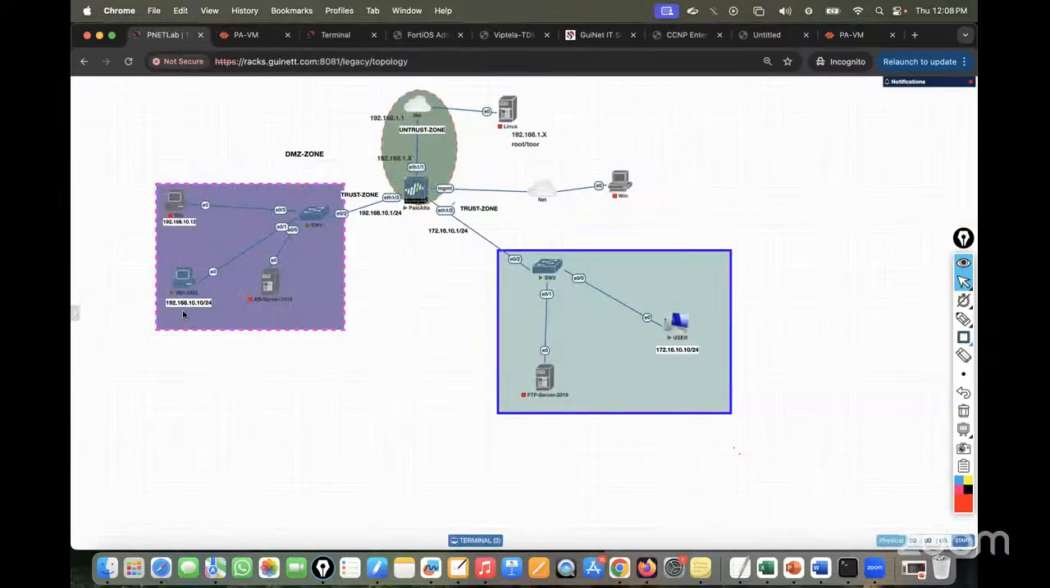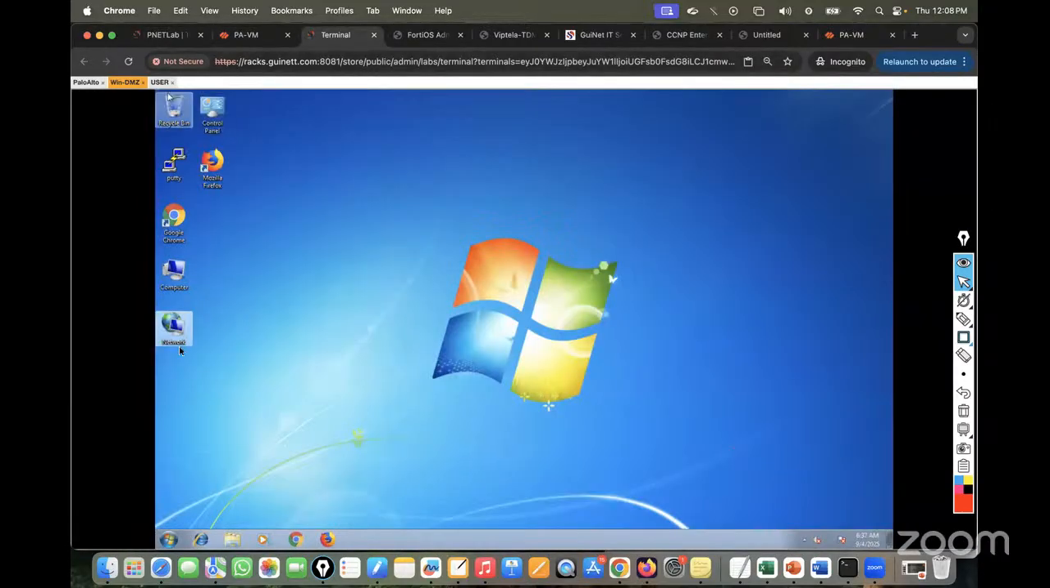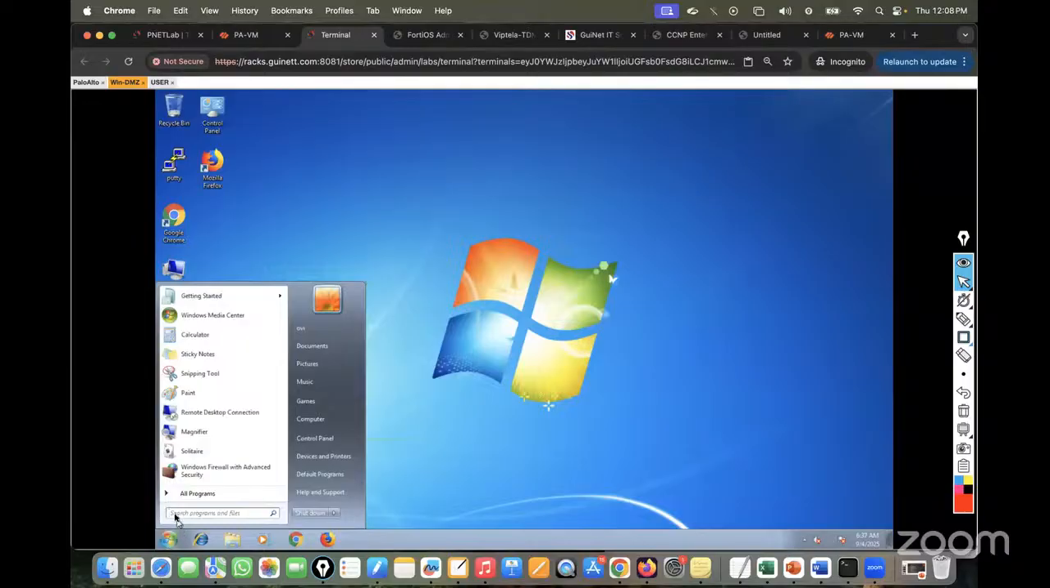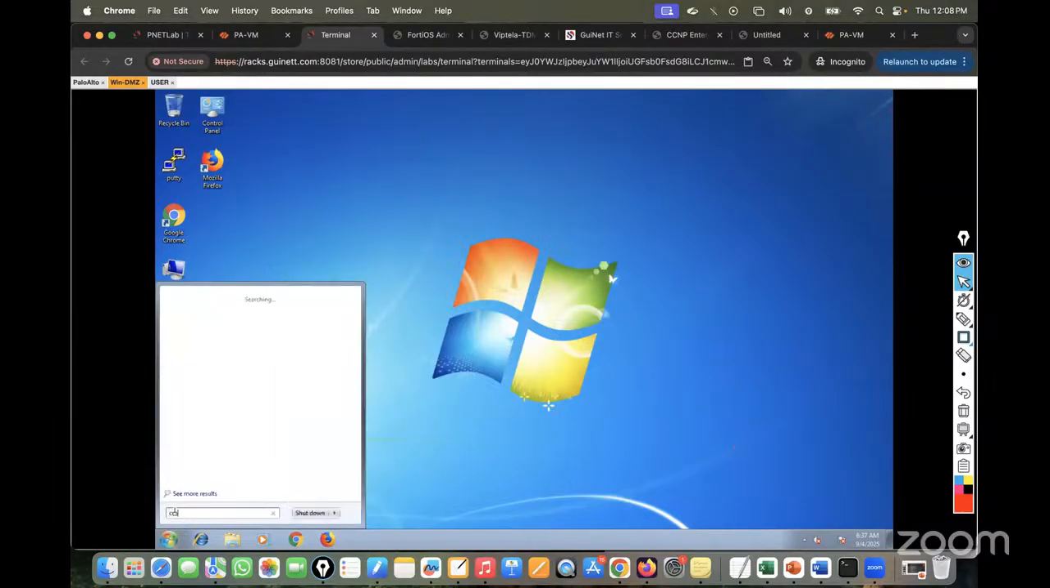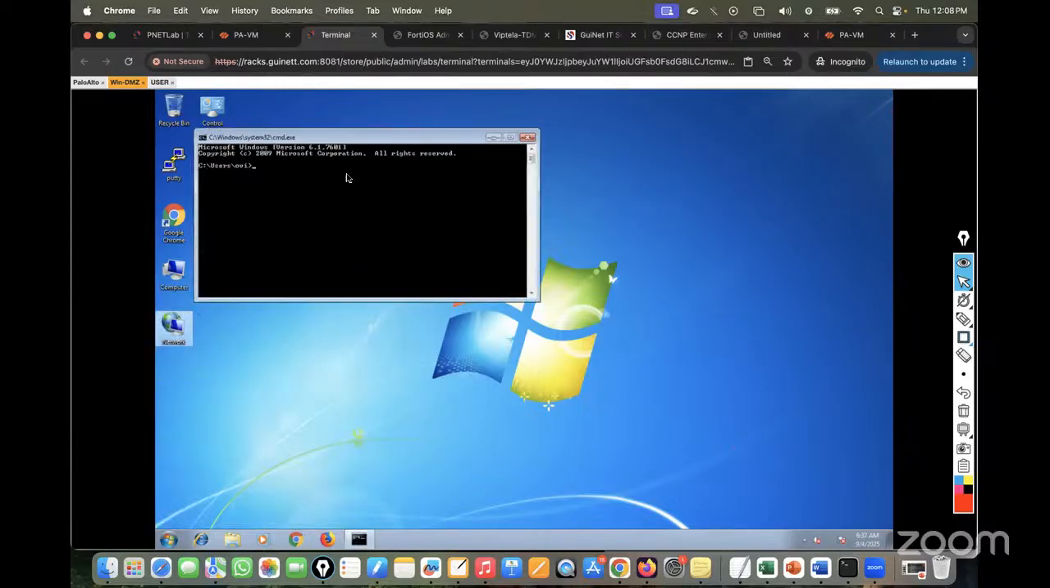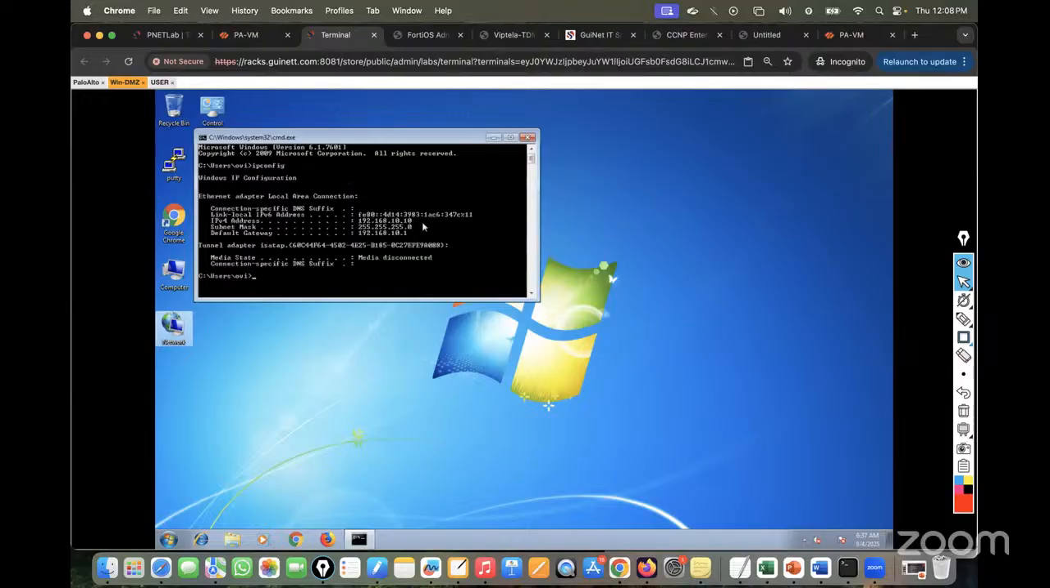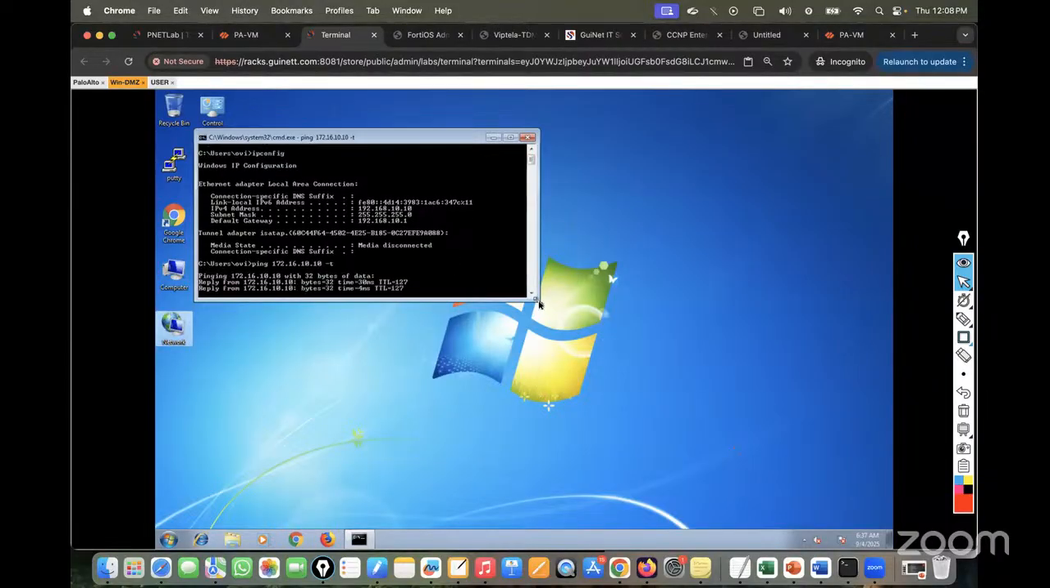So in that case, if I'm going on this PC and try to reach this PC, it should work. Let me test it. So if I'm going on this PC and try to reach another PC, it should absolutely work. So I will check what is my IP. And if I try to ping 172.16.10.10, so it's pinging. Okay.